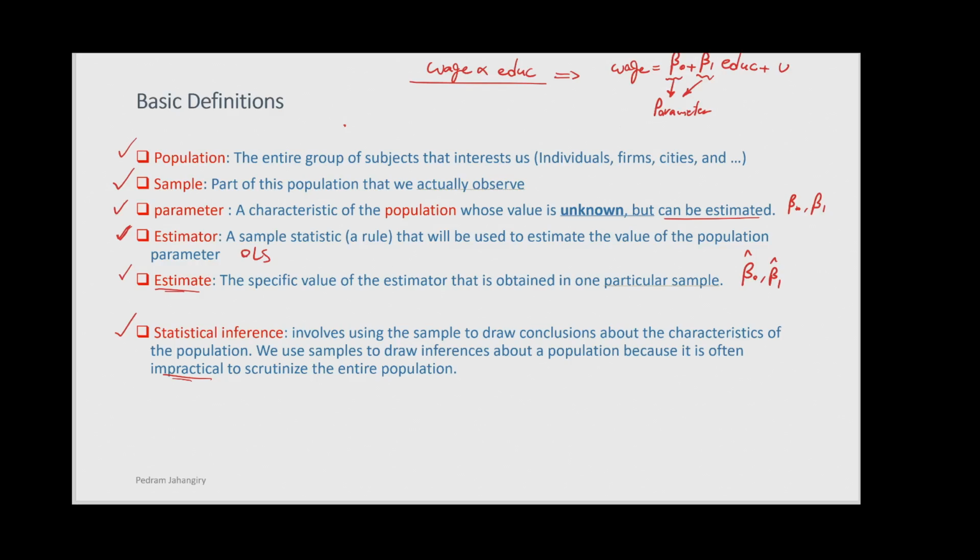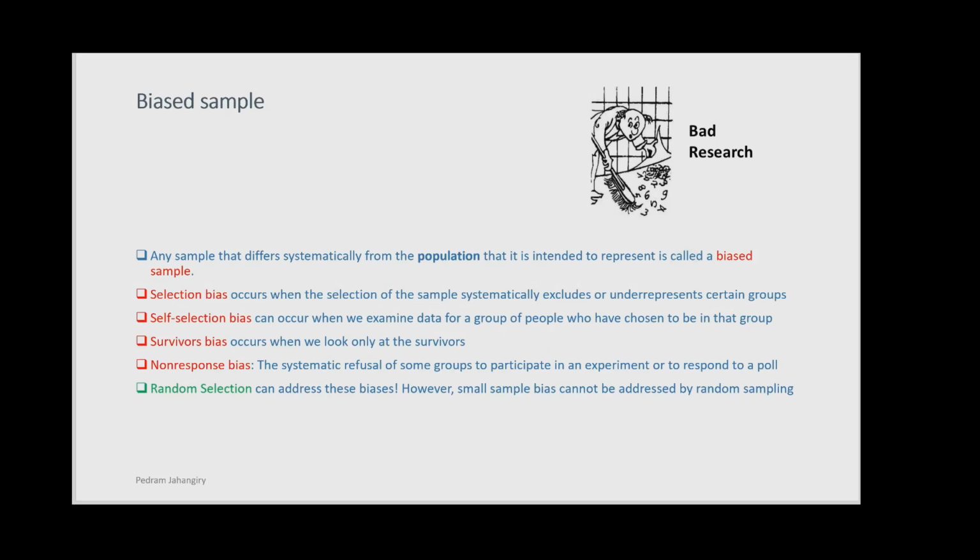So whenever you want to say something about the population, you have to look at the sample and then try to infer things from sample to population. So this is called statistical inference. All right. Now let's look at another term, which is bias.